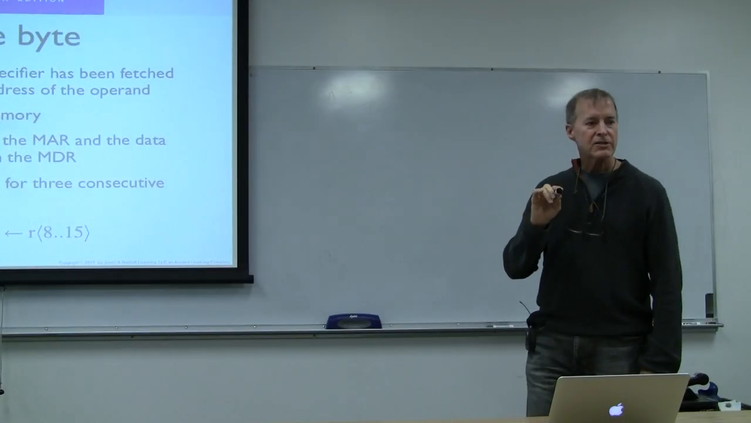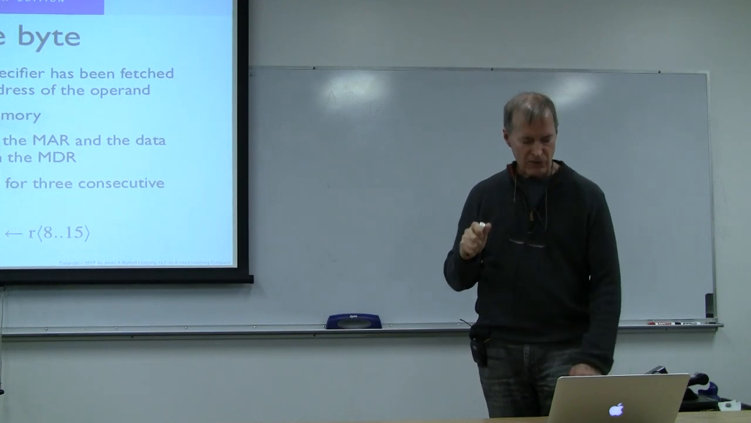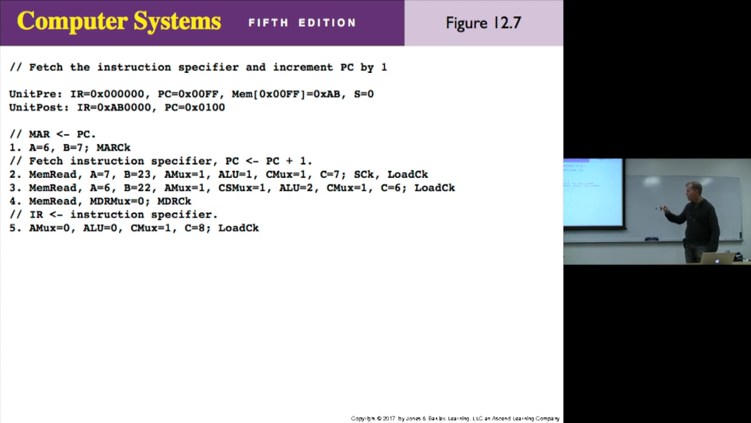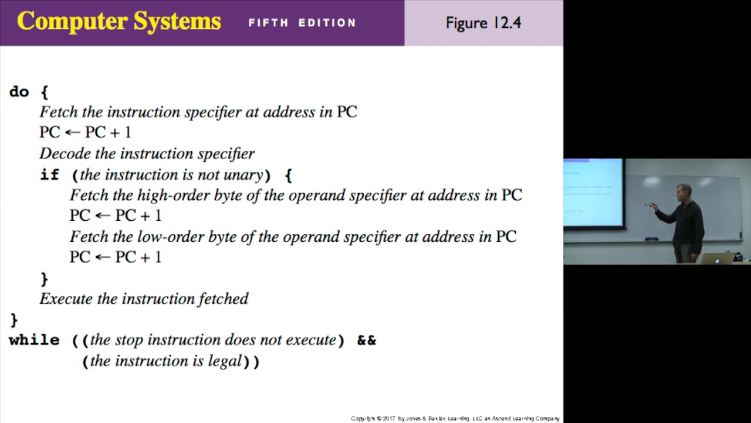All right. Oh, by the way, I think your homework assignment for today was to do, let's go back and talk about that just for a second. In Figure 12.7, what we did was fetch the instruction specifier and increment the program counter by one. And in your homework assignment, you had to fetch the operand. You had to assume that the CPU figured out that it was a non-unary instruction, and you had to fetch. But this is very straightforward. Let's go back to Figure 12.4. Do you see what you're doing? You're doing what's inside the if in Figure 12.4. And let me repeat the way to do this. In the app, go to the help system. I forget the problem number.